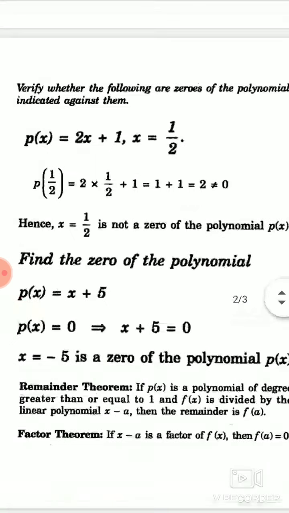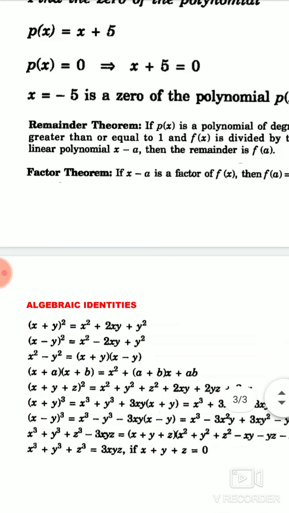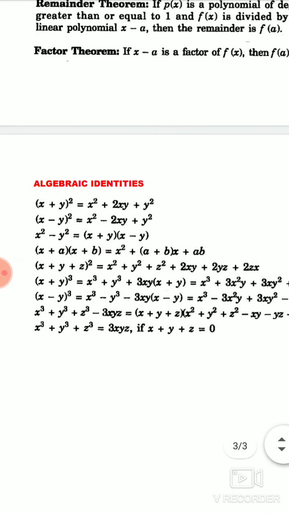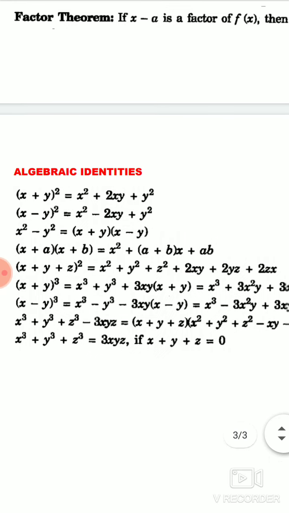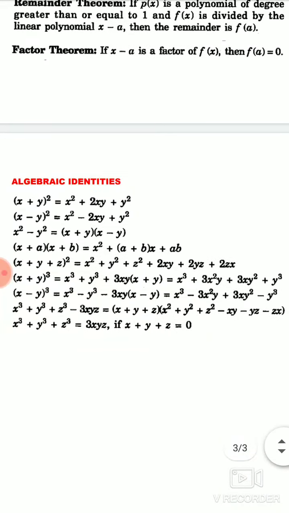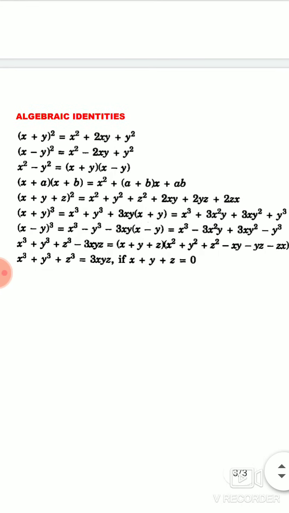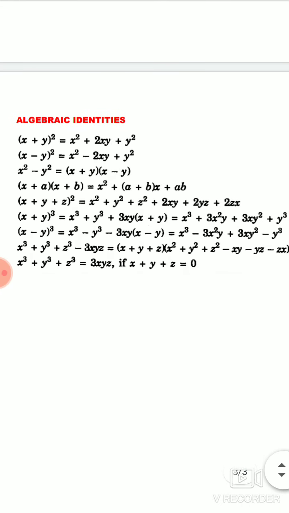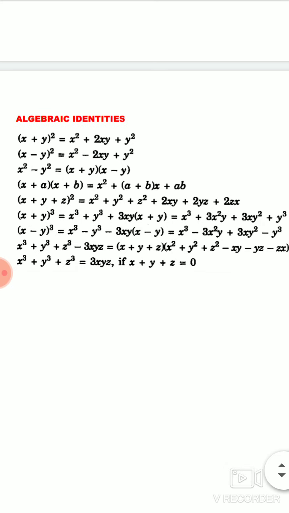Okay. After it, in the last exercise you have to use the algebraic identities which are there. You can find them easily. They are already given in your book also. In the book, before exercise 2.5, you can find all these identities, which you can see on the screen. So first you have to learn these identities, and after that you have to apply them.